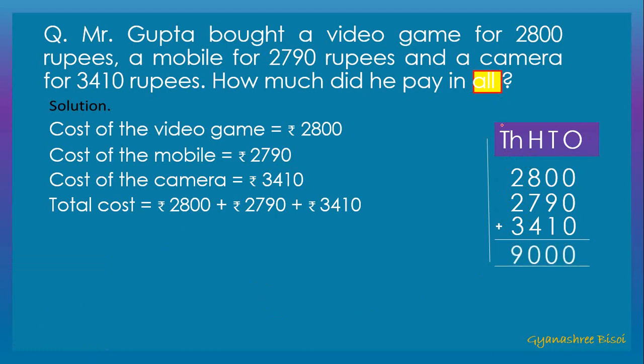Then I will draw a line. Then I will move to the solution side. I'll write equals rupees 9,000. Answer: he paid rupees 9,000. I hope all of you understood this.